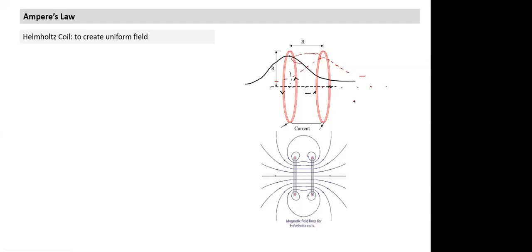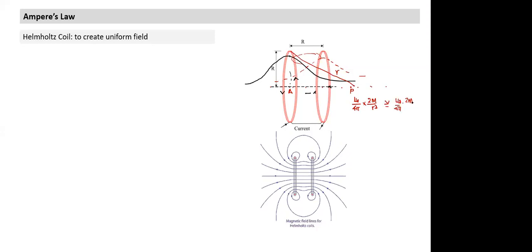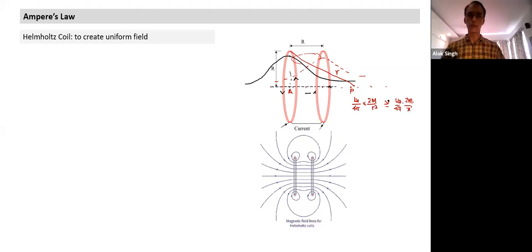Mu naught by 4 pi, 2m by x cube. That is for long distance, otherwise it is 2m by r cube. Suppose I want to calculate the field at this point due to the coil A, which is at distance r. It is 2m by r cube, and this becomes equal to mu naught by 4 pi 2m by x cube. The distance is large, so we can calculate as long as the distance is given.